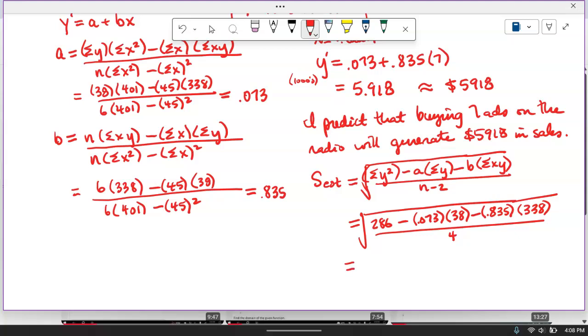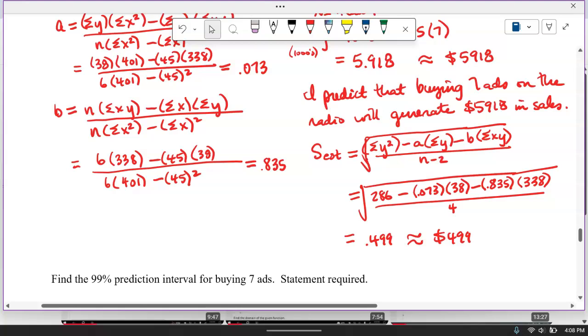Now, after calculating that, I do get 0.499. Now remember, this is the amount of error in your prediction. If you're predicting a value that comes in thousands, that translates into $499 amount of error possible. So you would say our prediction is good to within $499.